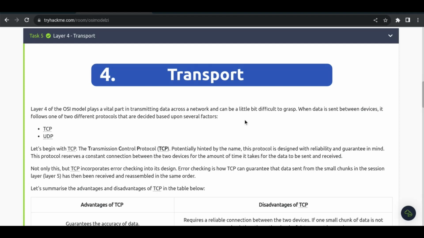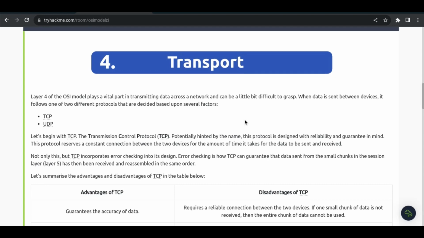This protocol reserves a constant connection between the two devices for the amount of time it takes for the data to be sent and received. Not only this, but TCP incorporates error checking into its design. Error checking is how TCP can guarantee that data sent in small chunks in this session has been received and reassembled in the same order.